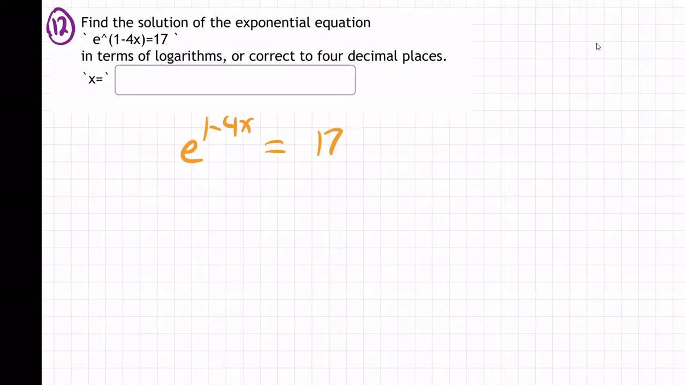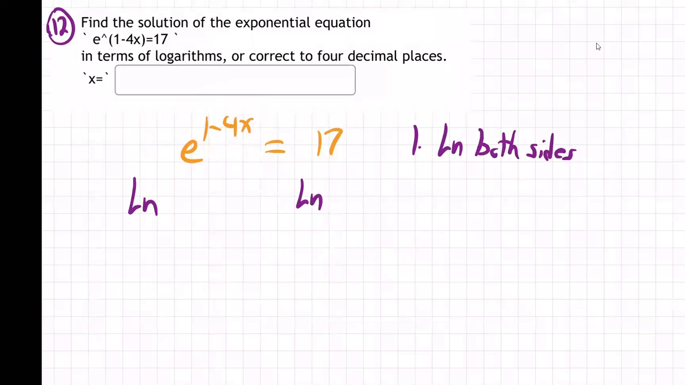Okay, so on this question, we have e to the 1 minus 4x power equals 17. So as soon as we see x up there in the power zone, we should think we need to do natural log on both sides because that's what drops powers down. So that's what we're going to do. Step number 1, ln both sides. So I'm going to go ln here, ln there.